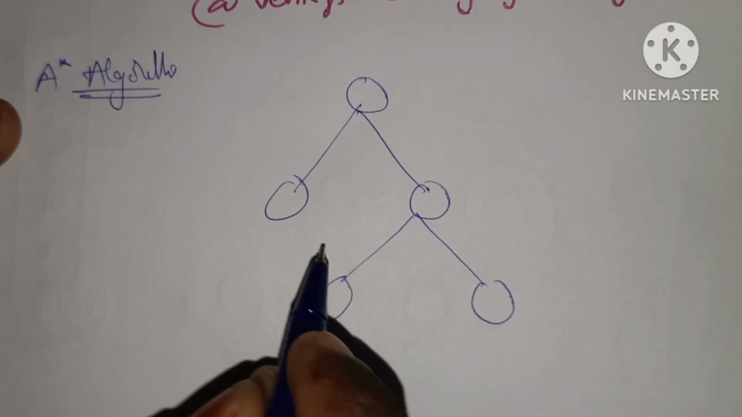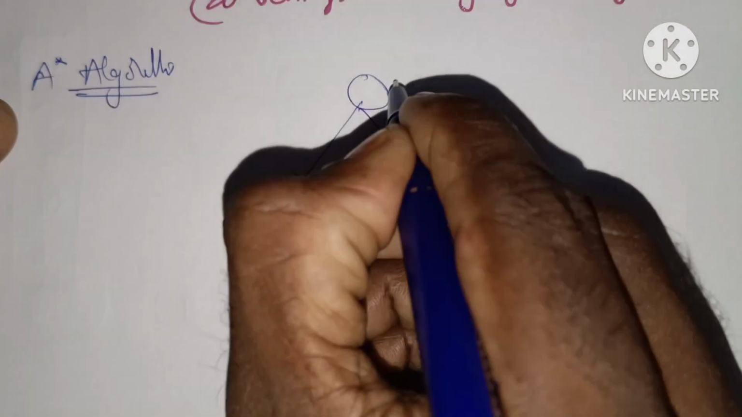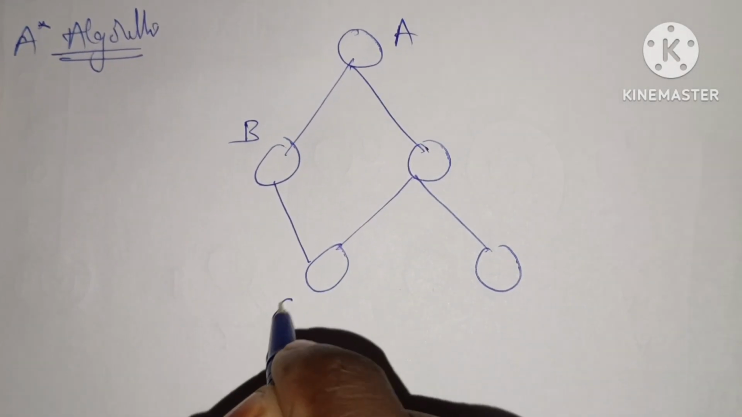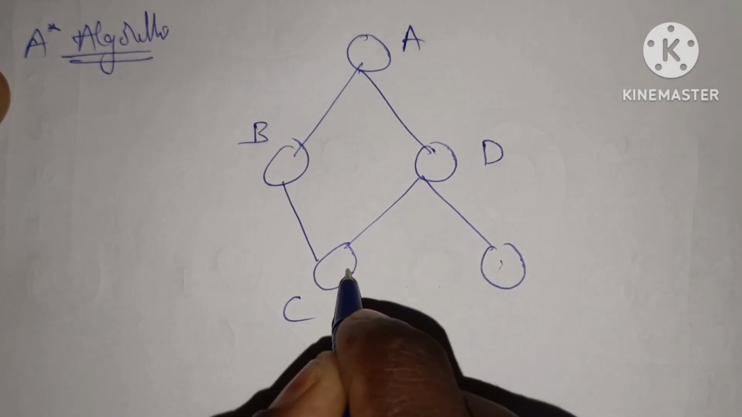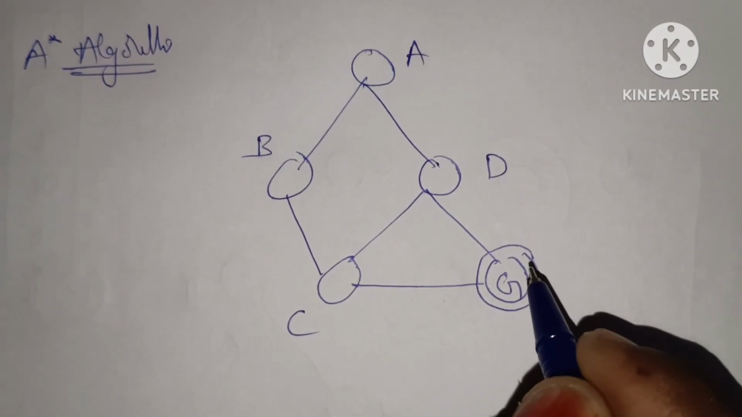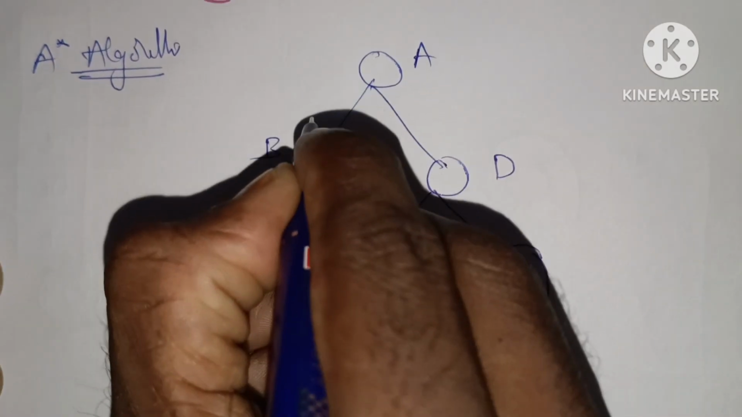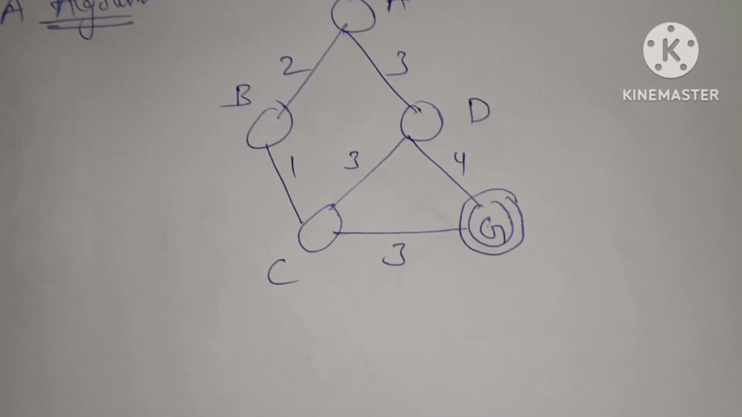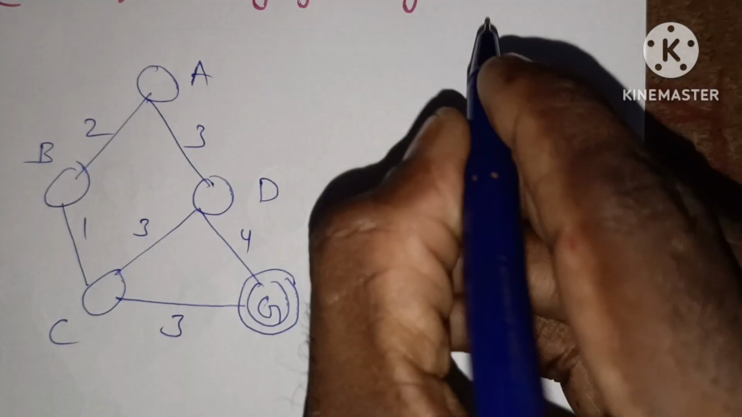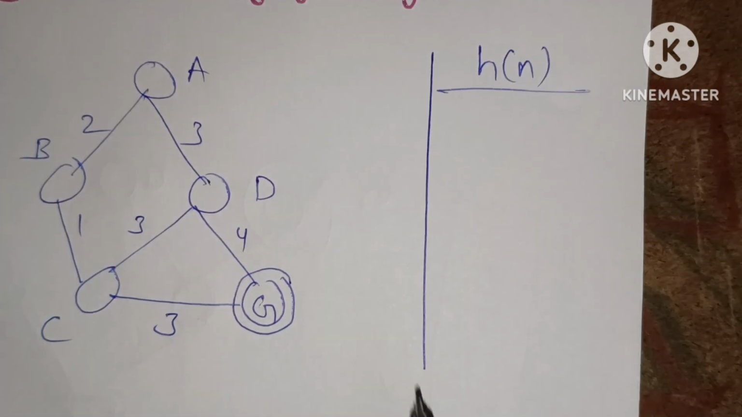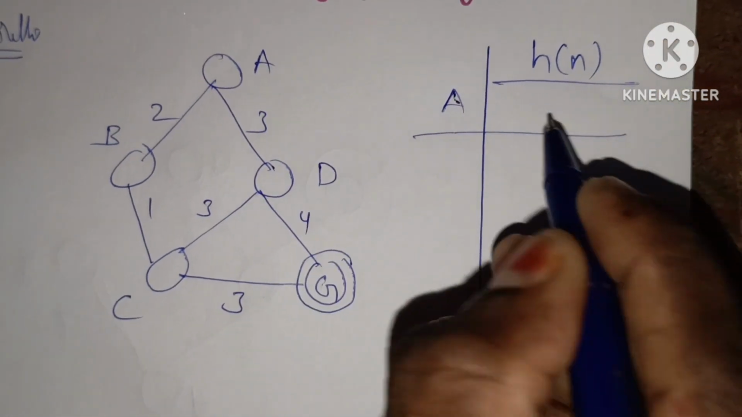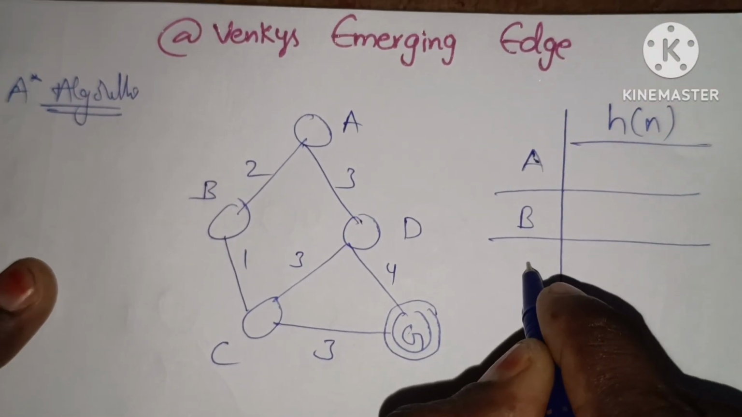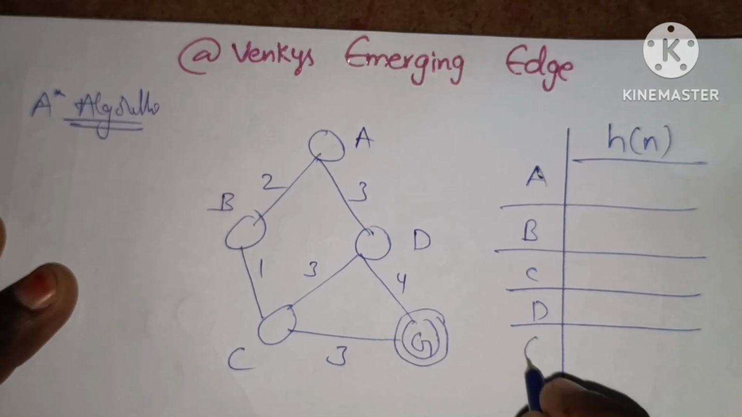Okay. So here, A, B, C, D, G. So 2, 3, 1, 3, 4, 3. So these are G of n. And H of n values: A, B, C, D and G.